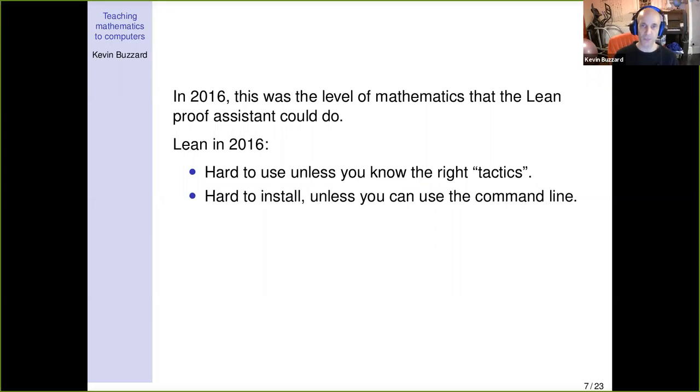They want to go to some website and click some button that says install, and then some magic happens in the background and it's installed. It wasn't like this with Lean. Lean was hard to install. The instructions were hard to find, and they would change as people wrote more software to try and make it easier. As I say, it could do basic stuff, like induction. So if you could manage to install the software on the system, then you could get the students to do basic examples of induction.